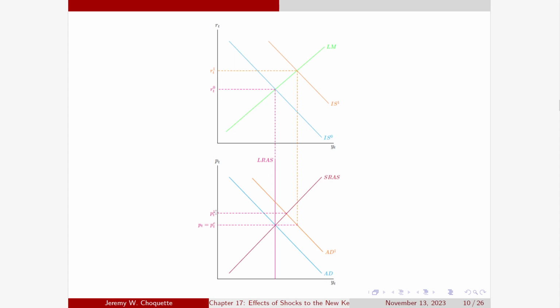We will not get this PT1 equal to PTE, or the expected price level, until all the prices have responded, right? Every single price in the economy can respond to the shock. Then the price level will be equal to the expected price level.